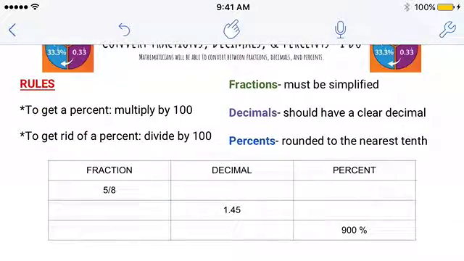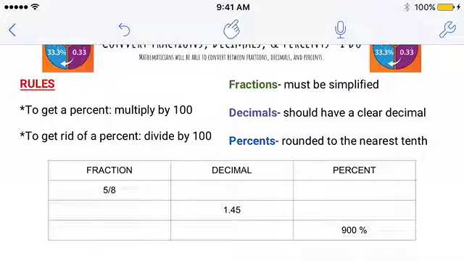All right, for today's new material, we're going to be using a chart for our first example. So fractions must be simplified, decimals should be clearly written with a decimal point in them, and percents need to be rounded to the nearest tenth if needed.